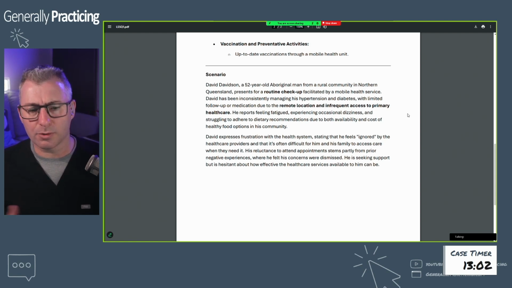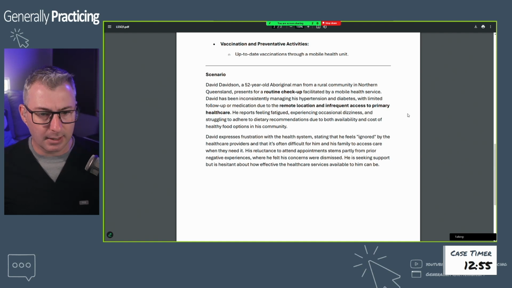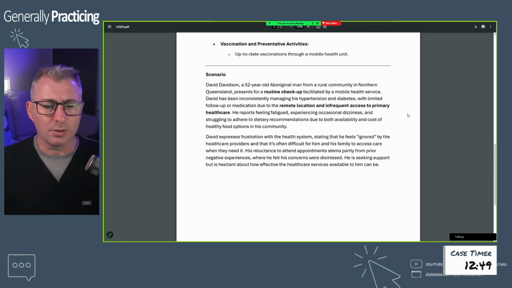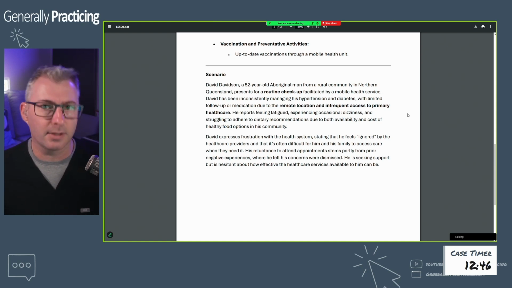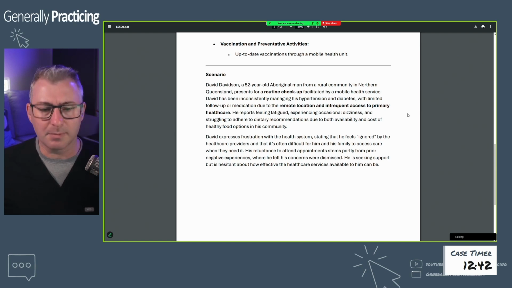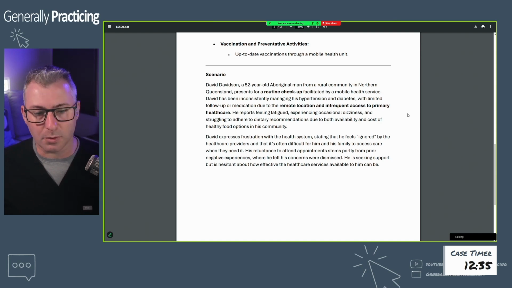In terms of culturally appropriate management, how could you actually approach culturally sensitive communication and healthcare delivery in this particular case? Build trust by engaging with active listening, acknowledging past experiences is incredibly important. Use clear, respectful language and tailor your language to David as well. Avoiding medical jargon, if possible, involve an Indigenous health worker if there's one available, or a community liaison officer to provide that culturally appropriate support and address any language barriers.